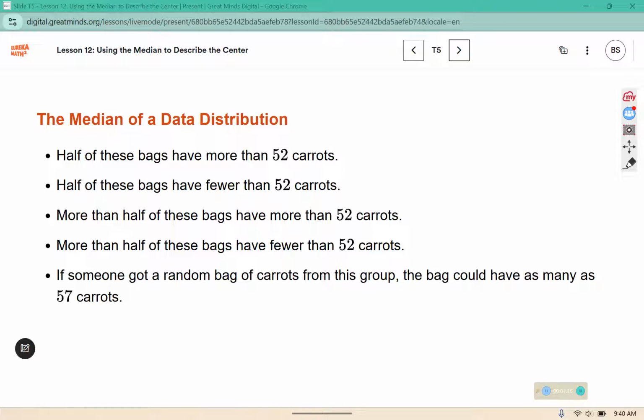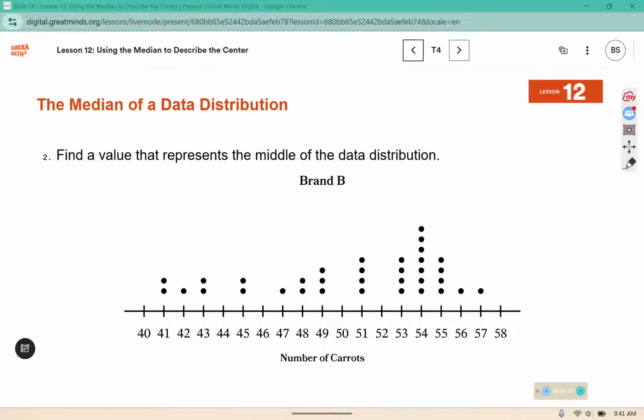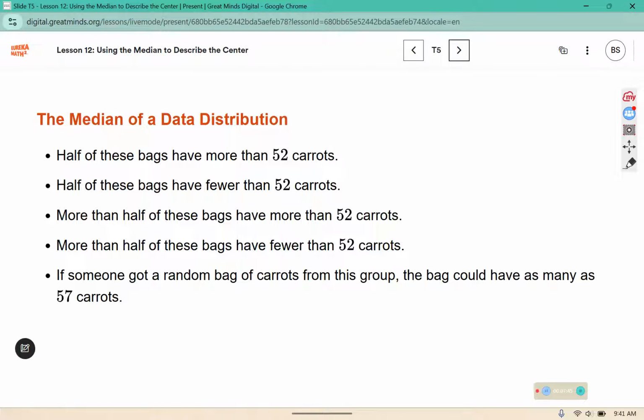More than half had more than 52 carrots. This would be false. They're the exact same amount above and below 52. And lastly, if someone got a random bag of carrots from this group, the bag could have as many as 57 carrots. If we look at the dot plot, there is in fact a dot at 57, so it could get up to 57 carrots. That is true.